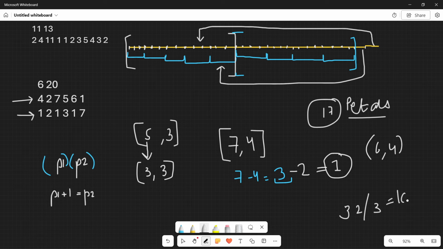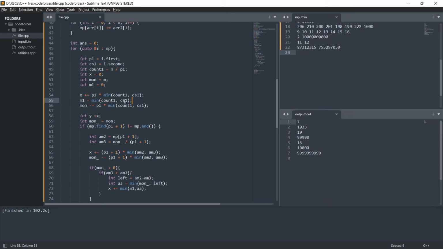Okay, yes. Now you can add 10 flowers of size 3, but you're only having 5 flowers of size 3. So you will choose 5. You can't choose 10. You will choose 5 only. So this is what it represents, the minimum of count1 comma cs1.